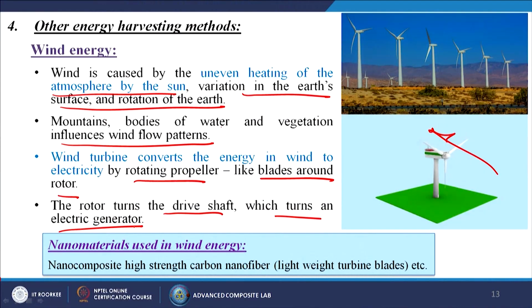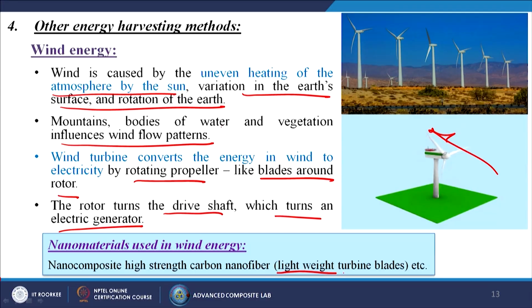So, nanomaterials used in wind energy: basically high strength carbon nanofiber for making the fan blades or the turbine blades, which should be lightweight and non-corrosive in nature, and it should have high wear resistance, because every time the wind will pass through those blades. So, there should not be any corrosion, weight loss, or material damage to the fan blades itself.